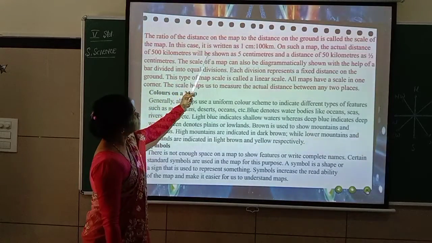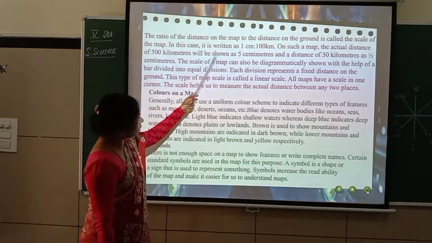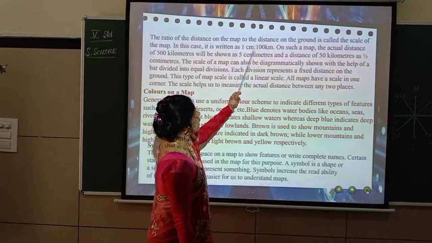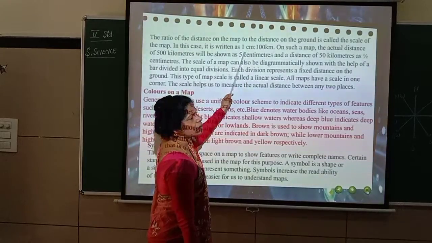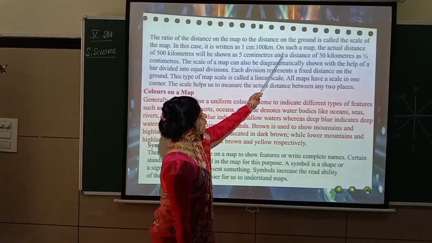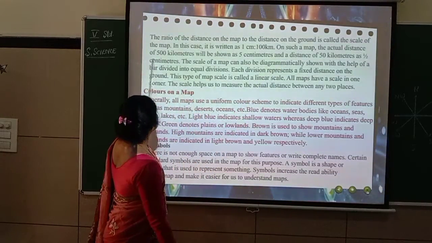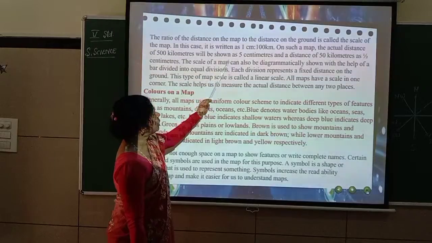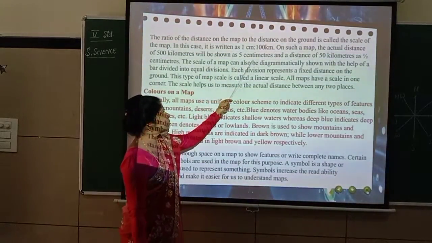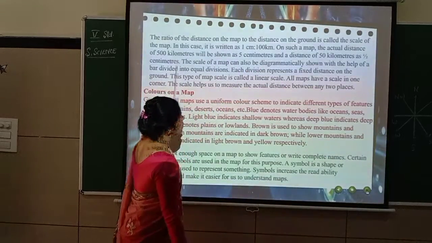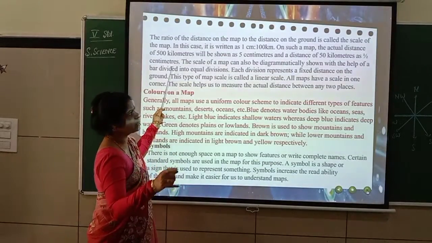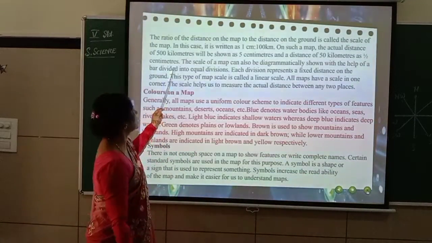In this case, it is written as 1 centimeter is to 100 kilometers. That means the ratio is shown here. For 100 kilometers, it is taken as 1 centimeter. So 1 centimeter is to 100 kilometers. On such a map, the actual distance of 500 kilometers will be shown as 5 centimeters. You cannot show 500 kilometers, so it is shown as 5 centimeters, and the distance of 50 kilometers as half a centimeter. Understood? 100 kilometers means 1 centimeter, so for 50 kilometers it is half a centimeter.